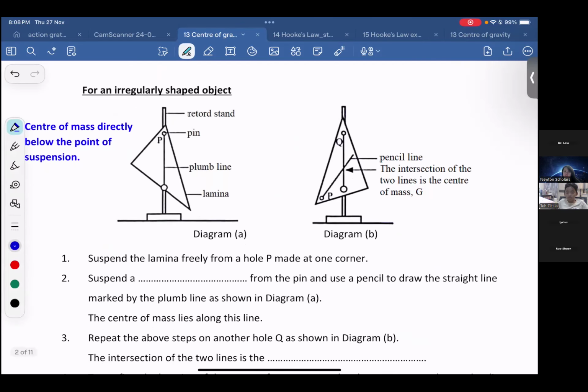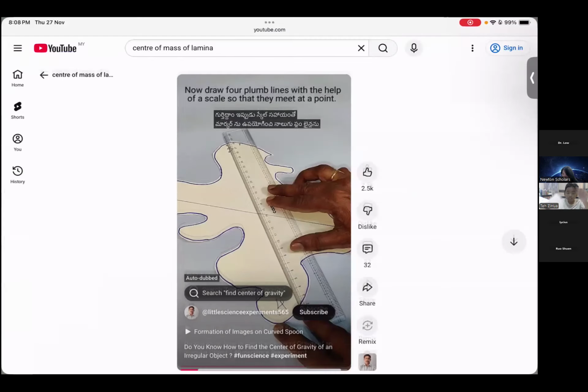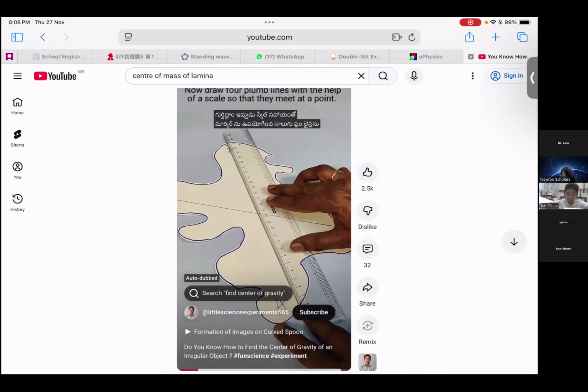Teacher, what if it is an irregular shape object? How should we find the center of mass? Now I'm going to show you this video.